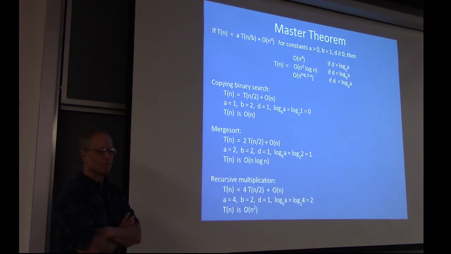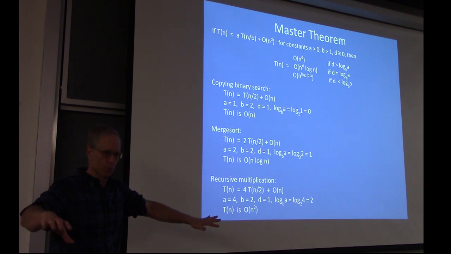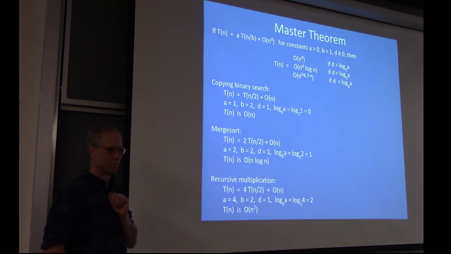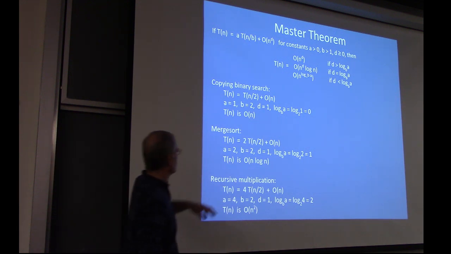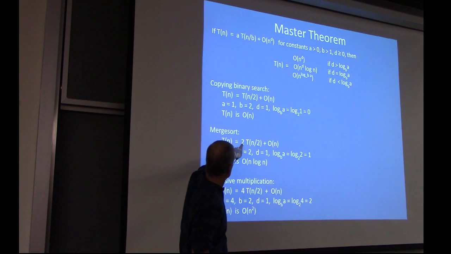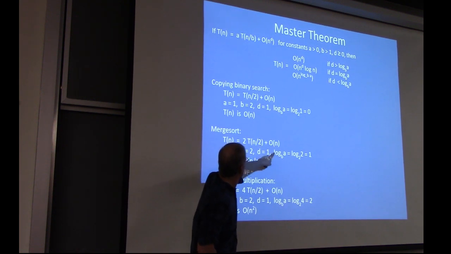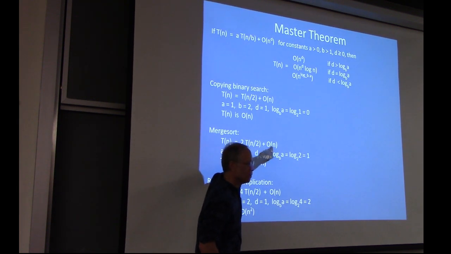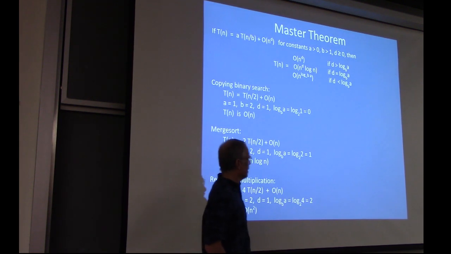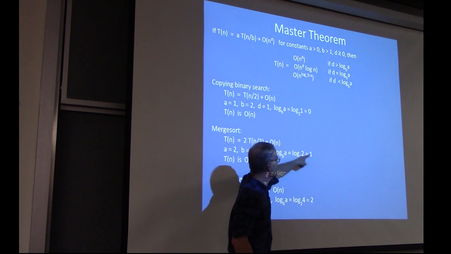Okay? So if you can write down the recurrence relation, you don't have to go through that rigmarole we just went through to solve it. You just use the master theorem. Let's look at merge sort. There's our recurrence. So a is 2, b is 2. What's d? 1 is the exponent of that n right there. Then you have to figure out log base b of a. Well, log base 2 of 2 is 1.